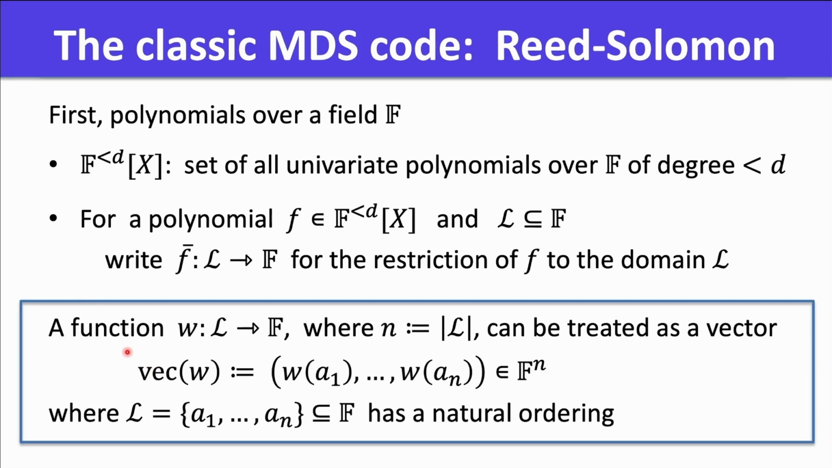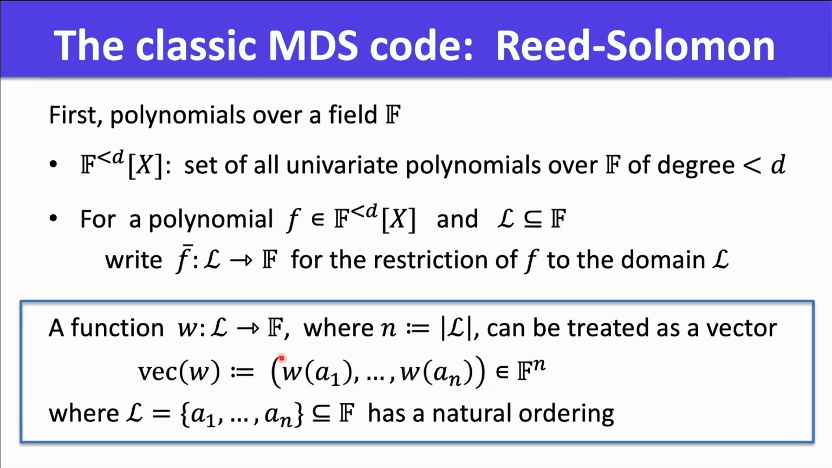Now, what I want you to remember is that a function from the domain L to the finite field, where n is the size of the domain, can actually be viewed as a vector. We can just evaluate the function w at all the points of the domain, and as long as the points of the domain have a natural ordering to them, then basically we convert the function into a vector of length n. So I'm going to move back and forth between functions and vectors, but really those two are the same. We can always take a function and write it out as a vector by simply enumerating all the evaluations of the function over the domain.